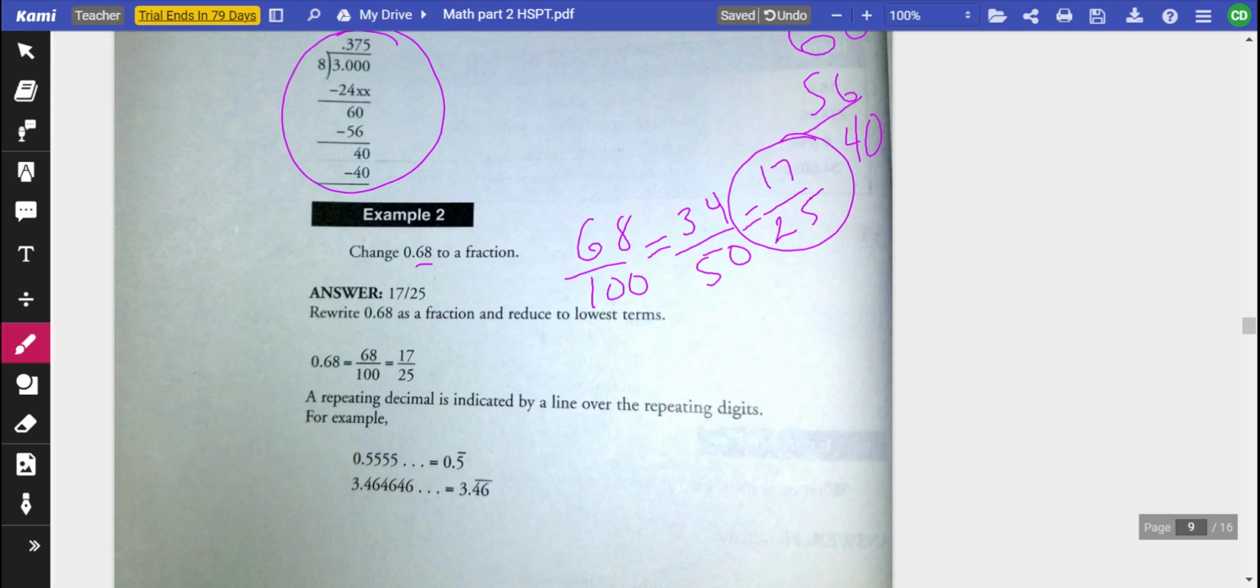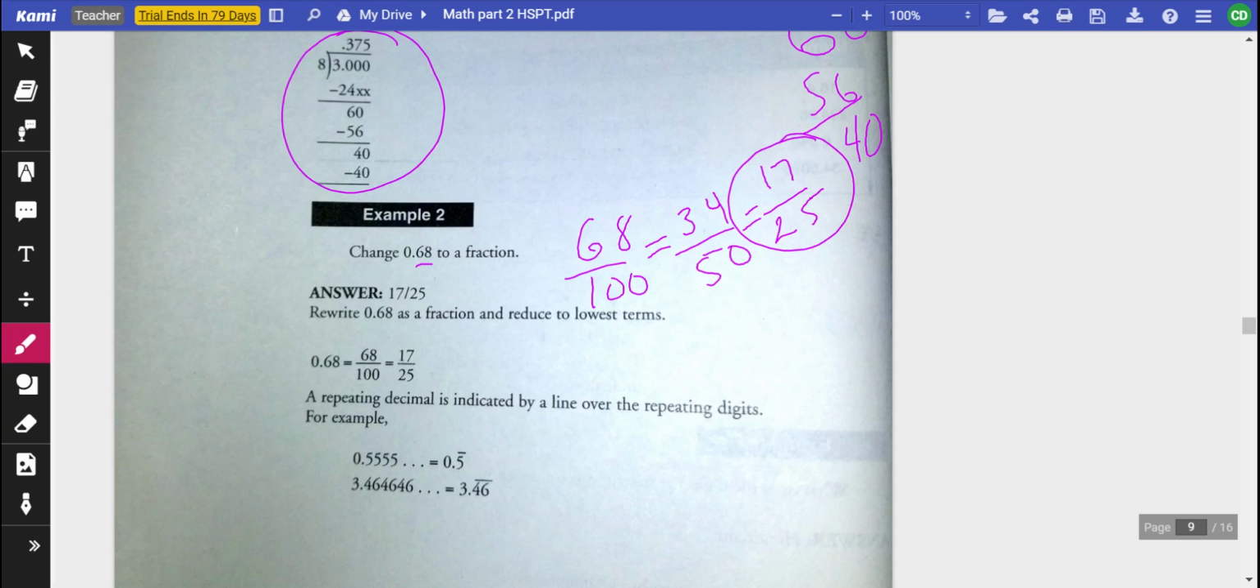Do it by 2, simplify it once. Does it look totally simplified? It doesn't to me because this ends in 4, this ends in 0. I can divide by 2 one more time. I get 17 over 25, totally simplified. That's our final answer. Cool.